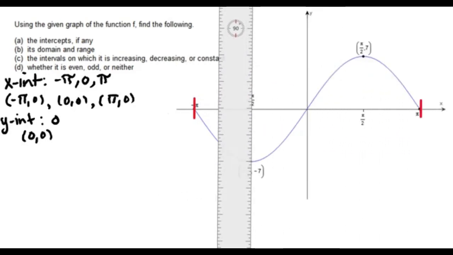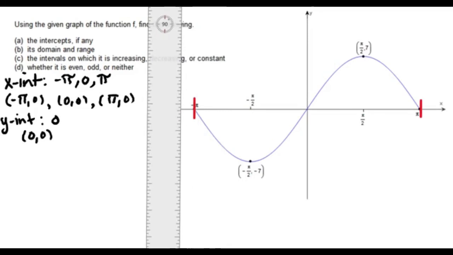And then you can use those values in interval notation. So the domain starts at negative pi and ends at pi. And all the numbers in between are part of the domain, so we're using our interval notation to mark that.